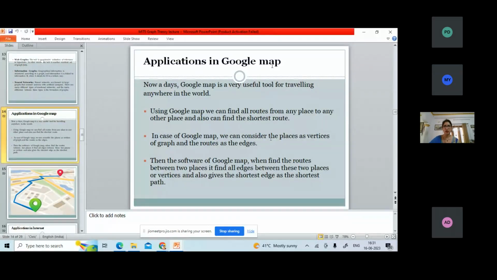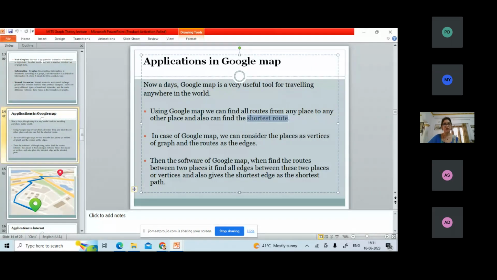Traveling anywhere in the world, using Google Maps we can find all routes from any one place to another place, and also find the shortest route. I made a paper on this shortest route using an algorithm known as the discrete algorithm. I will show you later.